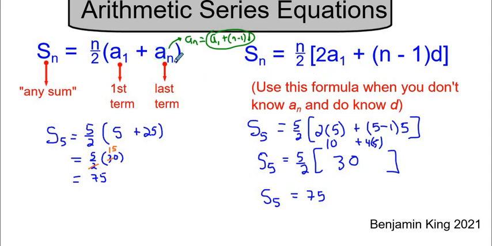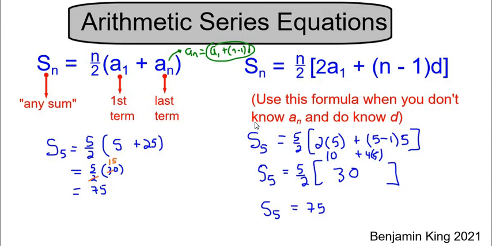Just remember this, that an and a1 is the formula you use if someone gives you the first and last term. If you're not given that last term, you use this formula. And we'll look at examples on that momentarily, but it's just really important to understand the difference here. I know the last term, I don't know the last term.